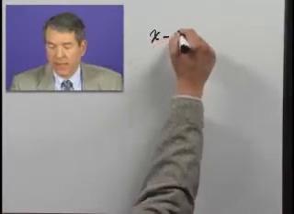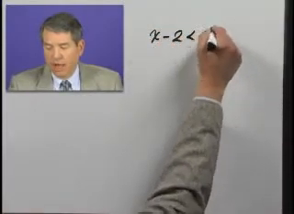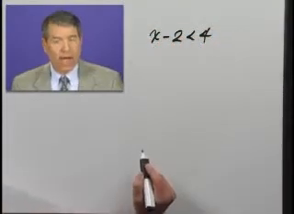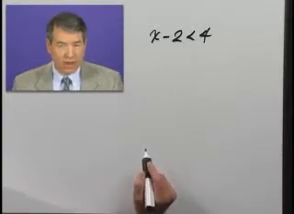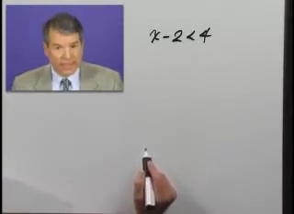How do you solve a simple inequality? Just as equations have properties that enable us to simplify them, so do inequalities. For example, suppose I have the inequality x minus 2 is less than 4, and I'd like to know how to solve that inequality for x.